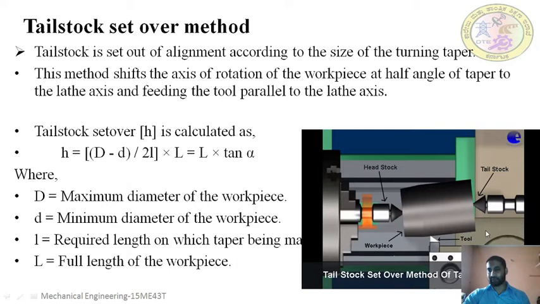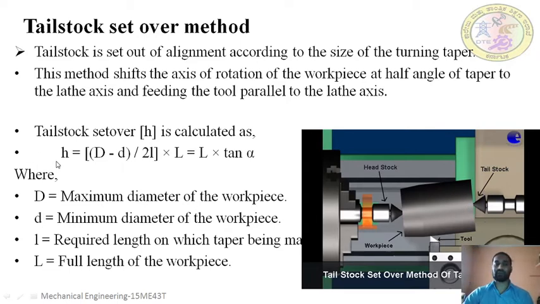Now the tool is fed parallel to the axis of rotation of the lathe. What will happen? It will remove the metal in an angular cut. Though the tool is moved in a straight line, since the workpiece is in a taper direction, it will remove the metal in an angular direction. So the required angle is obtained by this method, by offsetting the tailstock to a particular distance after calculation of set over.